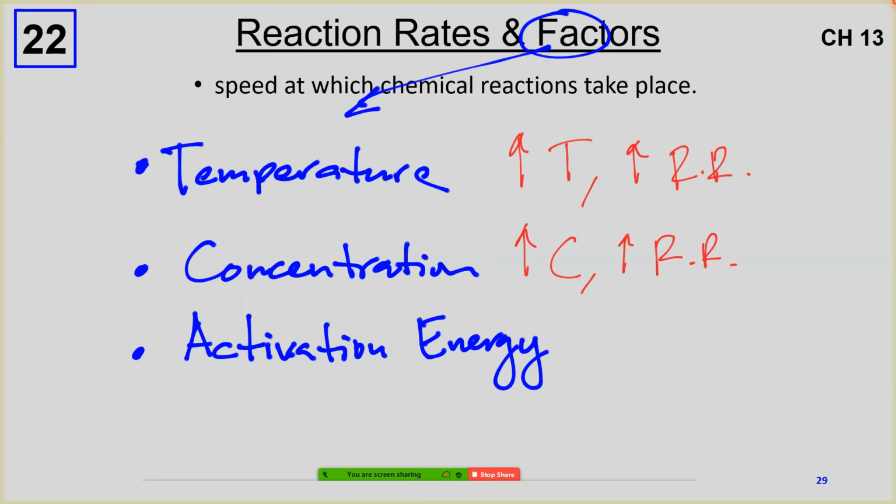Activation energy is the inverse. Activation energy, by definition, is the energy required to activate the chemical reaction itself. So the higher the activation energy, the more energy is required to jumpstart that chemical reaction. So higher activation energy decreases the reaction rate. So those are the three factors that affect reaction rates.